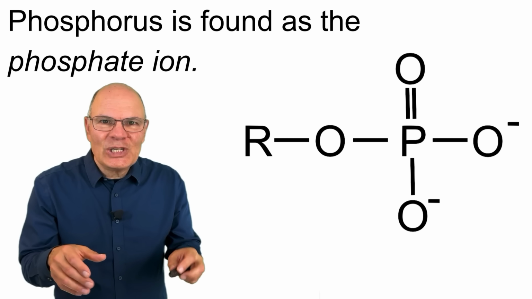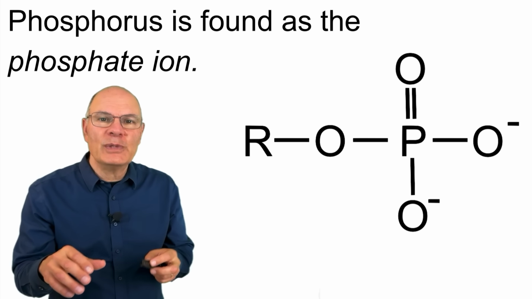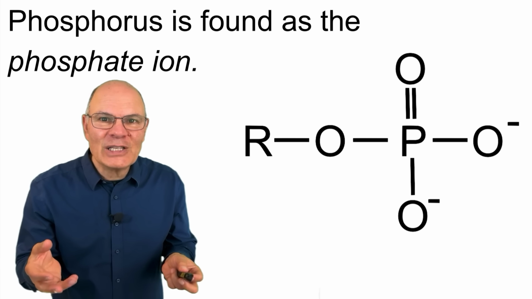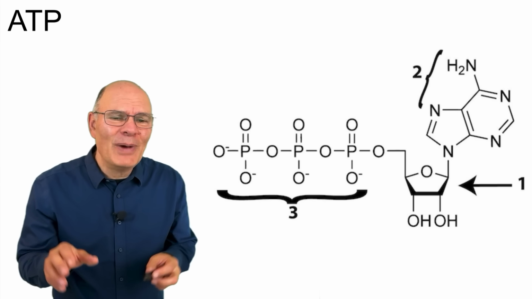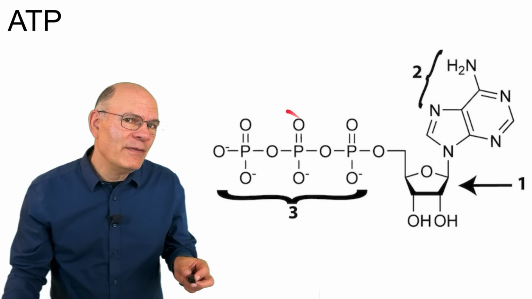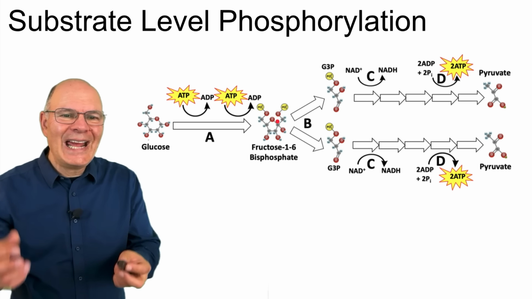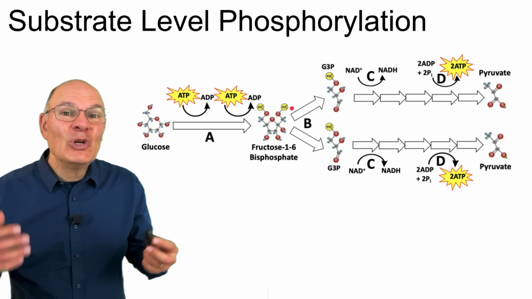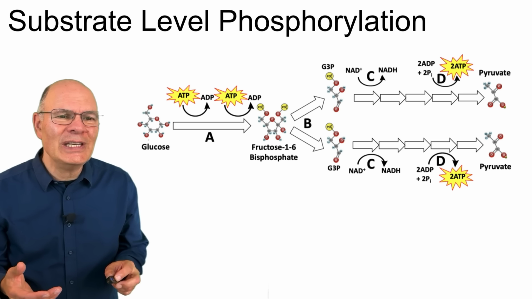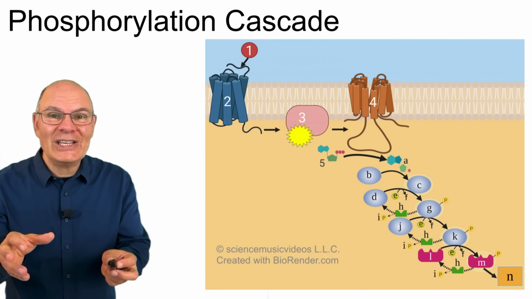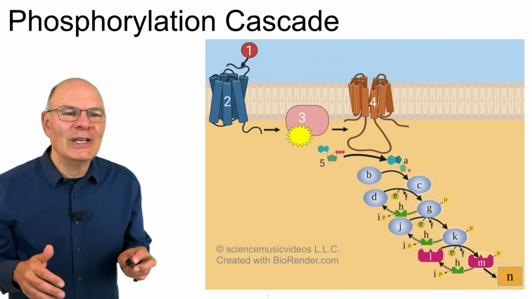The phosphorus cycle. In biological systems, phosphorus is found as the phosphate ion, or if you want to think of this in terms of functional groups, as a phosphate group. We see phosphate groups everywhere in biology. Here they are as the 3 phosphates found in ATP. Here we see phosphates getting added onto organic substrates during substrate level phosphorylations, during glycolysis, which is what you see here. Here's a phosphorylation cascade, which is how information gets transferred during cellular communication.